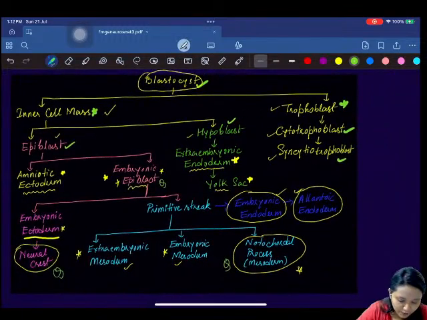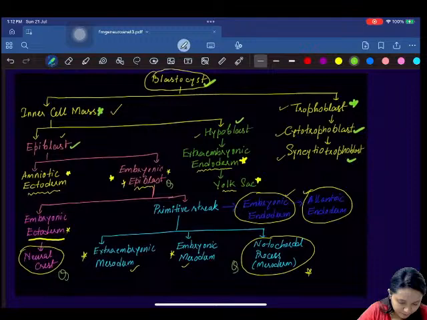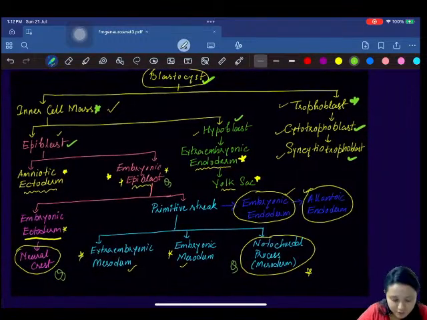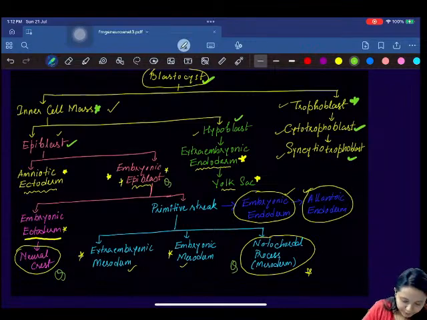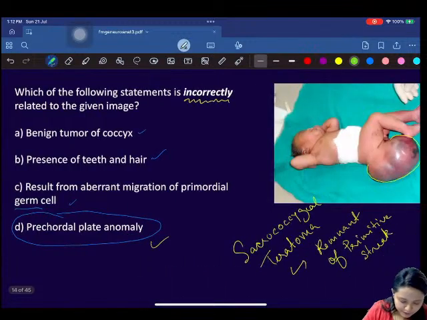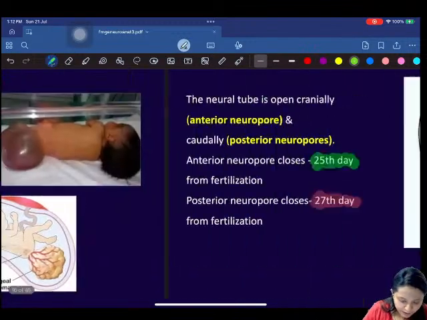I want you to just write this chart on a page, and then remember it, then you can recap how to remember the origin and the derivative. Okay, so that is all. Then we have also studied about the neural tube.